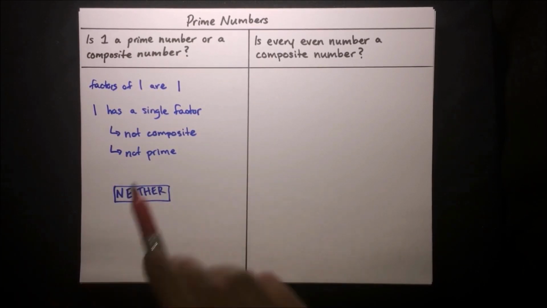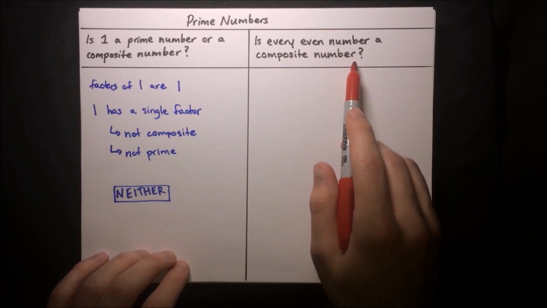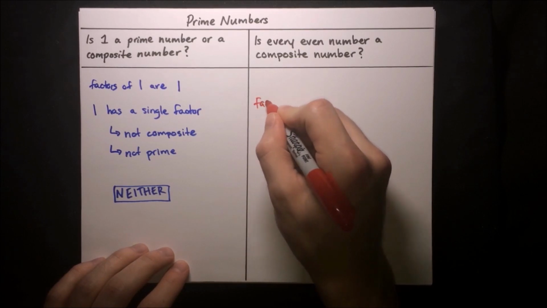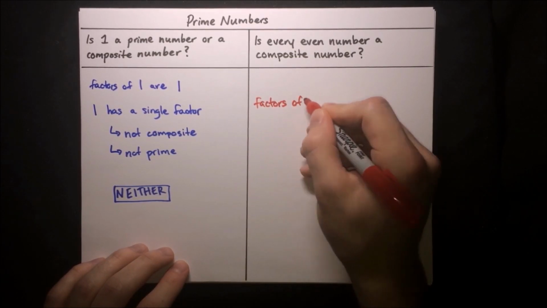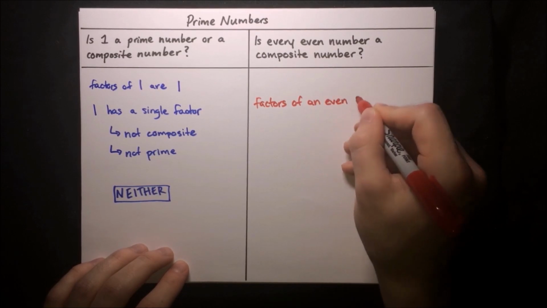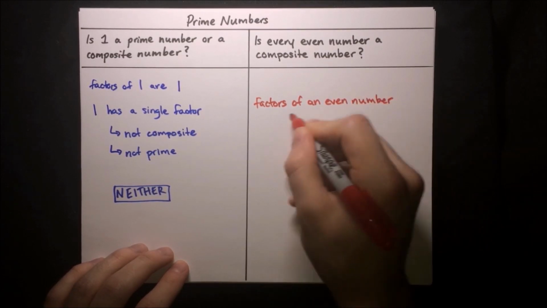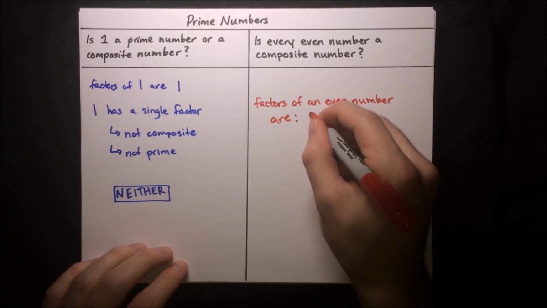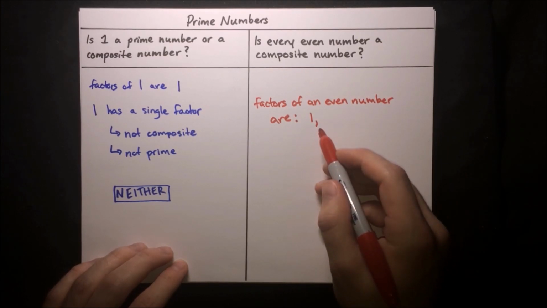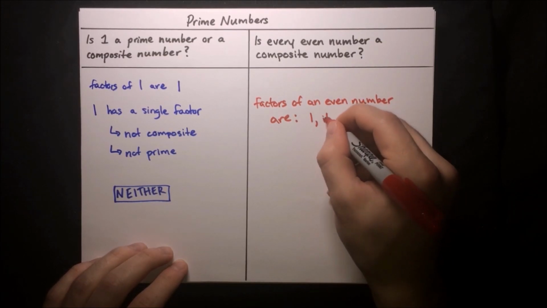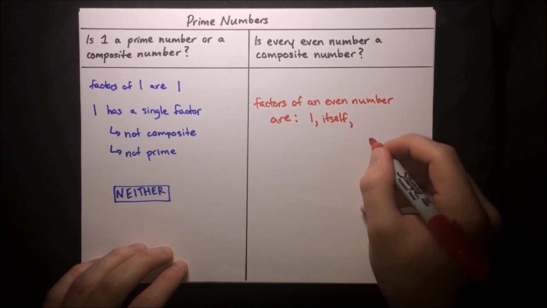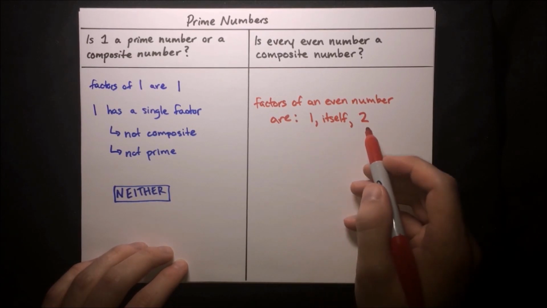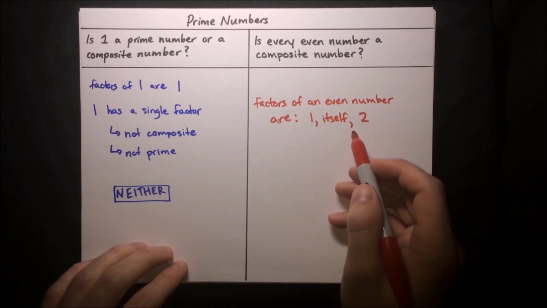Okay, next question. Is every even number a composite number? Well, let's think about this. Again, we want to find the factors. Factors of an even number: let's list them out. Clearly a factor is 1, and then there's also going to be the even number itself, and then also 2, because every even number is divisible by 2, right? So that's 3 factors, and it looks like every even number is a composite number.